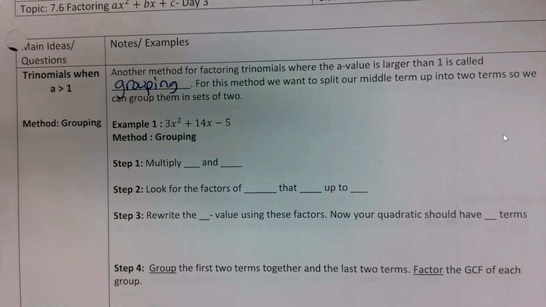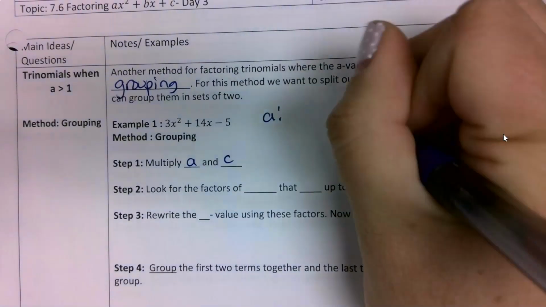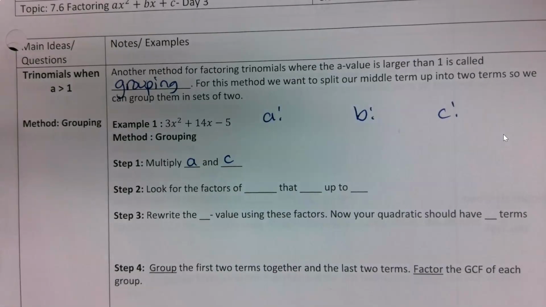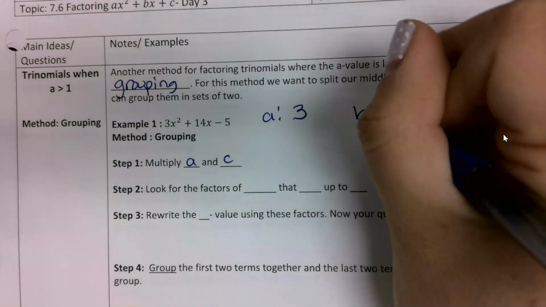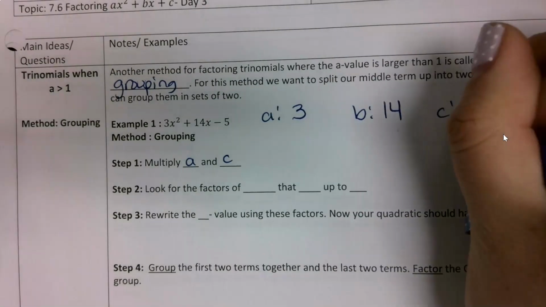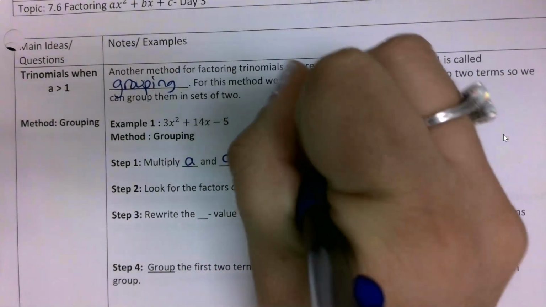Okay. So the way I do grouping is I want to multiply my a and c values together. So I need to identify what my a, b, and c are. So a is the number in front of the x squared, b is in front of the x, and then c is the number all alone. So I want to multiply those two numbers together, so that's 3 times negative 5.